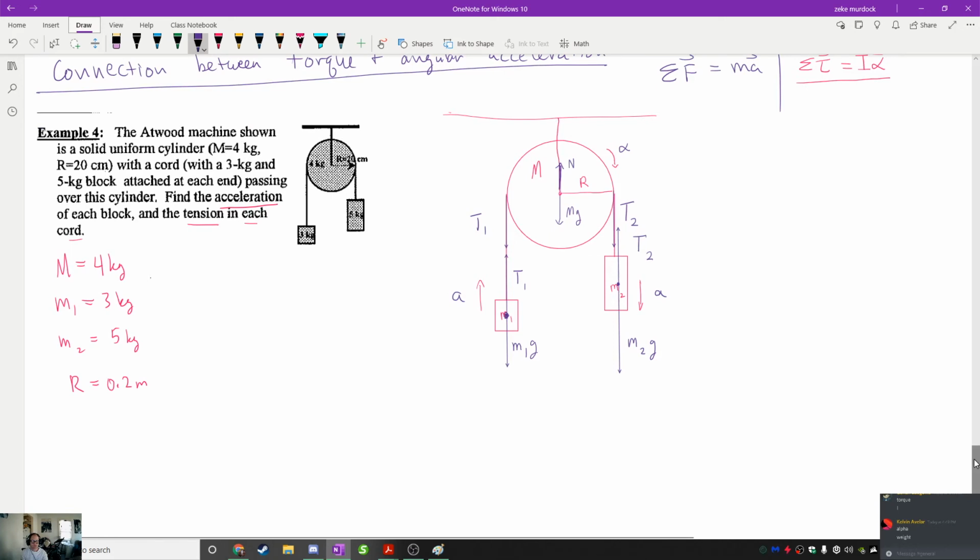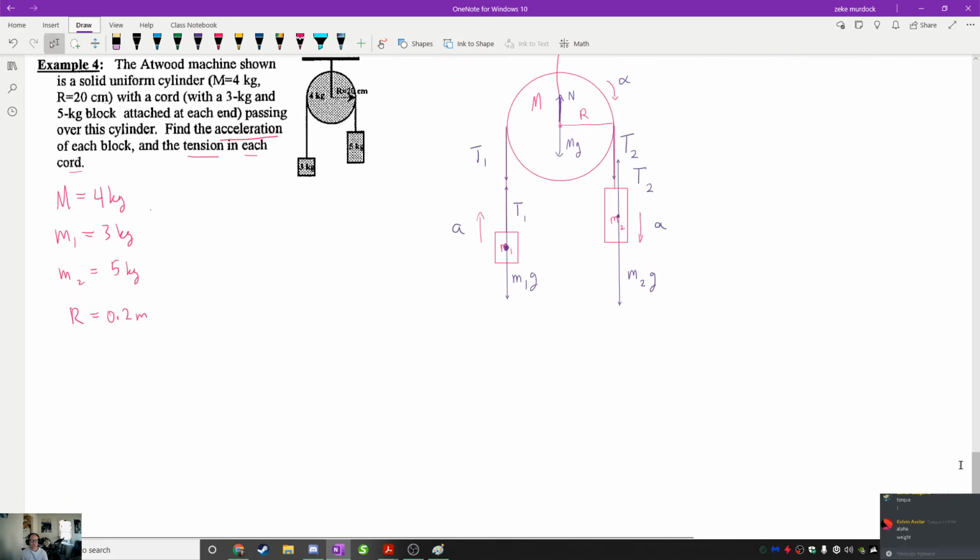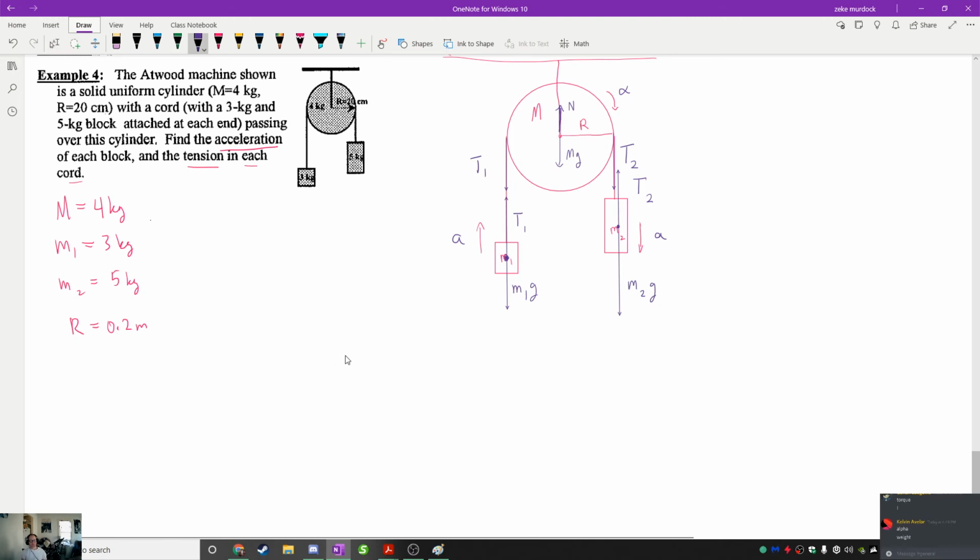If I want to analyze this, we have to look at each object separately and write down equations for each one of them. So 2 of them are going to be really easy. For M1, we're going to say net force acting in the y direction is going to be equal to M1 times its acceleration. I'm going to make this the positive y direction for this one. So that means we're going to write T1 minus M1G equal to M1A.